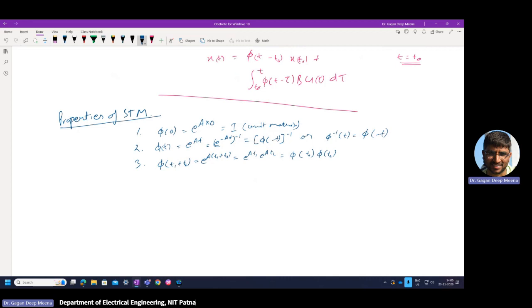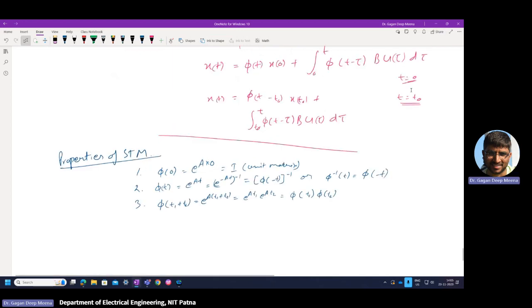Further, in the next class, we would like to discuss computation of the state transition matrix by using different methods, and we would also like to solve some numericals. So this is it for today for the solution of state equations with input and without input.